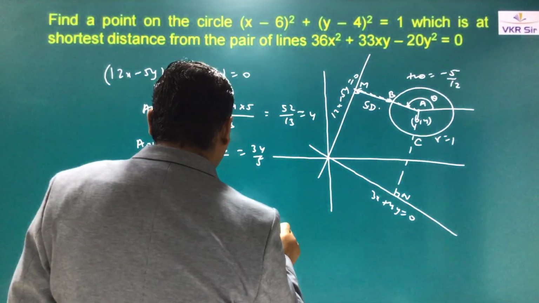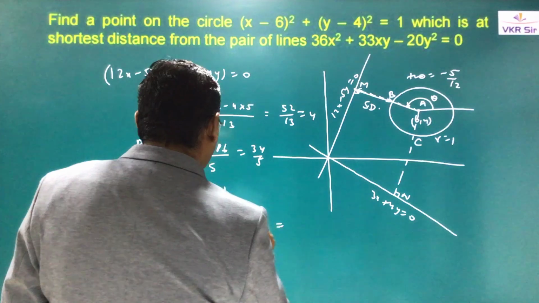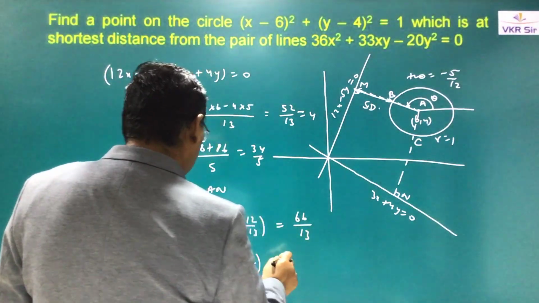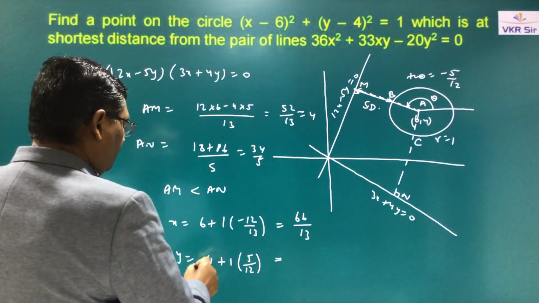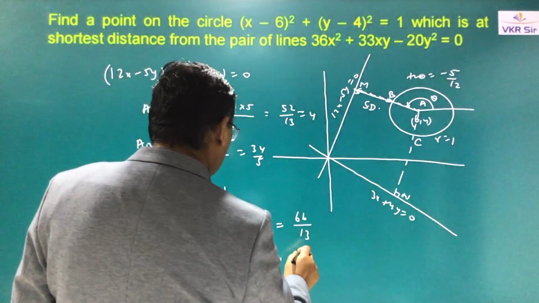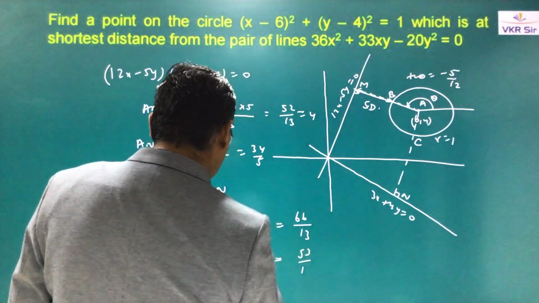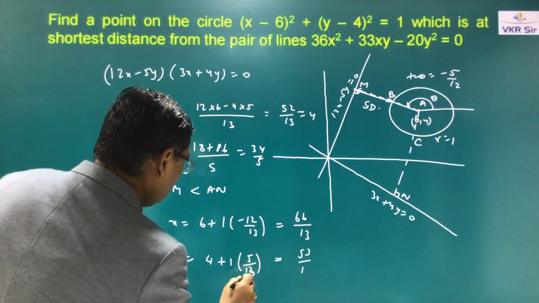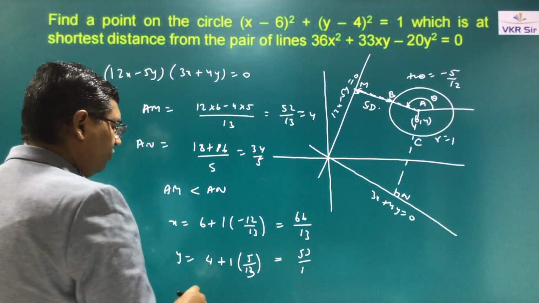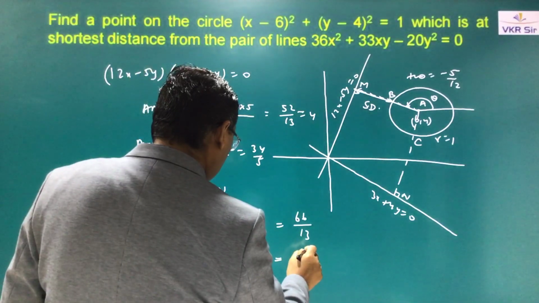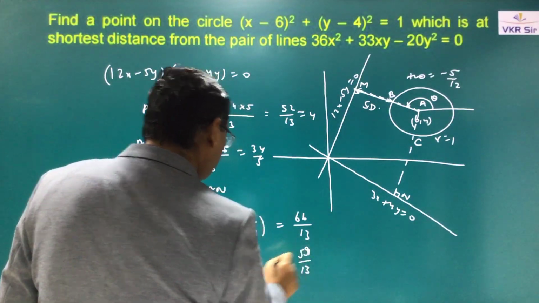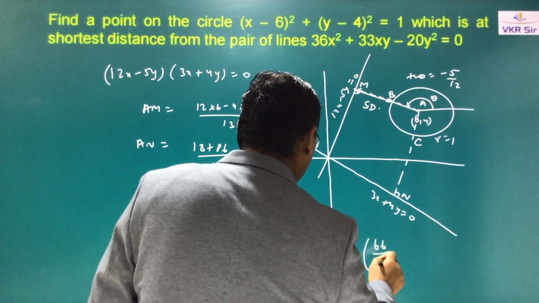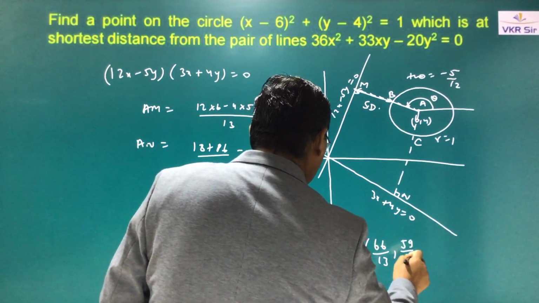You can calculate 78 minus 12, that is 66 by 13, and this is 48 plus 5, 53 by, no, this is not 12, this is 13. So, 13 into 4 is 52, 52 plus 5 is 57 by 13, alright. So, our final coordinates required is 66 by 13, comma 57 by 13.